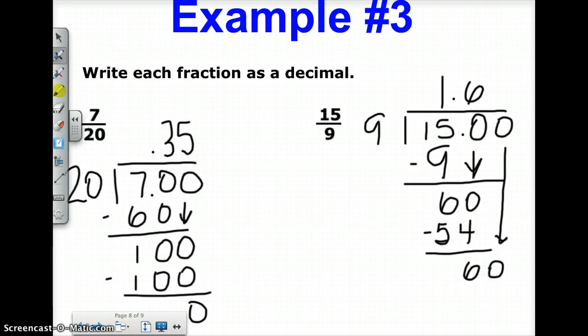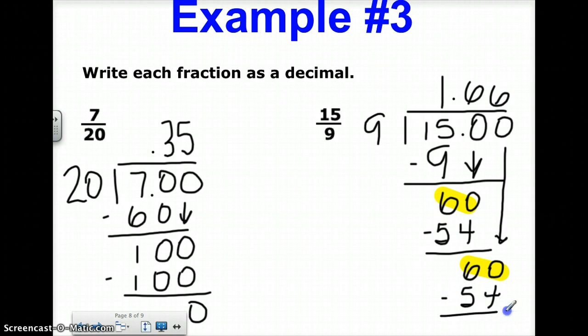Hey, I think I've just seen this before. Here's 60, and here's 60. What's happening here, ladies and gentlemen, is our number is going to repeat. It is going to continue on forever and ever, and it will never end. When this happens, we need to write this number as a decimal and show that the 6 repeats forever and ever. We put a bar, or the technical math term is called a vinculum, over the numbers that repeat. In this problem, only the 6 repeats, so I only have to write it once, and then I put the vinculum over it.